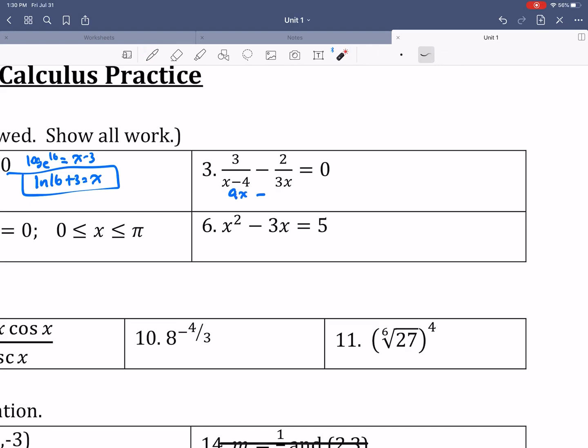Minus, and then over here, this fraction needs an x minus 4 because it already has a 3x. So that's going to be minus 2 times x minus 4 over, and I can put that as one fraction because the point of this was LCD. So all of that is meant to be over x minus 4 times 3x.